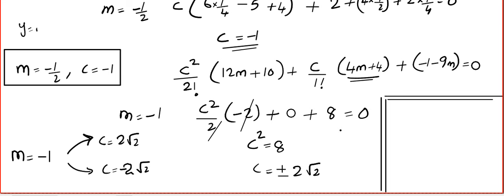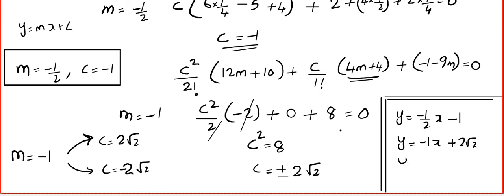Look at this, our format is mx plus c. So the first asymptote is y equal to minus 1 by 2x minus 1. Second asymptote, y is equal to minus 1x plus 2 root 2. The third asymptote, y is equal to minus 1x minus 2 root 2. Now you can simplify and put it in the proper form, that is x plus something plus y equal to 0.